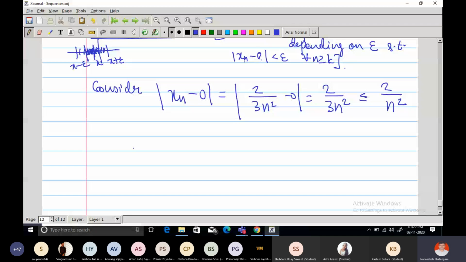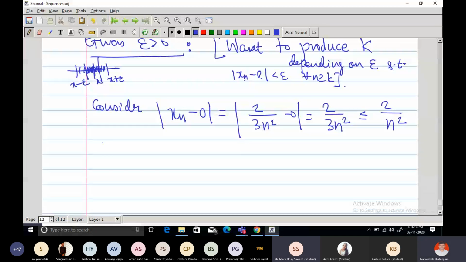Okay, now you tell me, just think about it. You tell me how to guess the value of k from this last expression. We'll write 2 by n square less than epsilon. So observe that, right? You have to use your intuition. Observe that xn minus 0 can be made less than epsilon if we make some larger amount less than epsilon. This is our aim. We don't know how to make this directly, but if you want to make this quantity less than epsilon, we make some larger amount less than epsilon. Am I right?